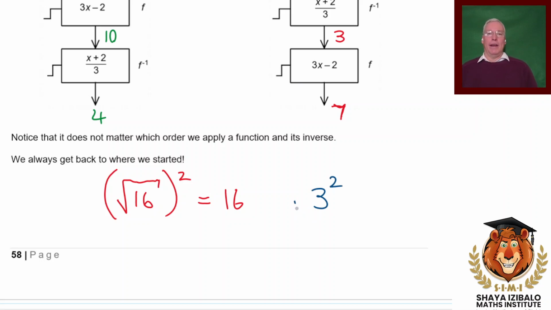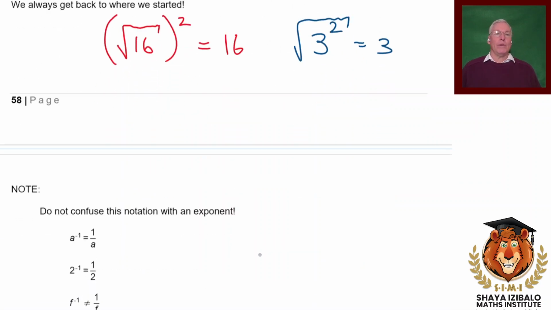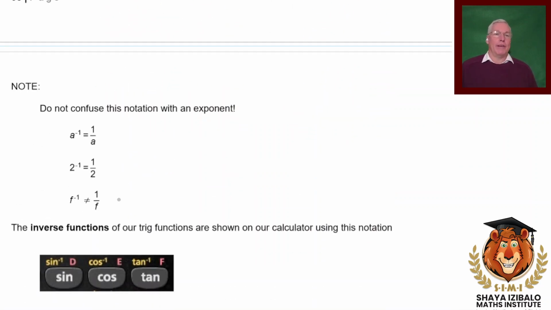We get 9. If we now square root, we get 3. Okay, so really important. It doesn't matter which order you apply them in, a function and its inverse undo one another, leaving us with the original value.